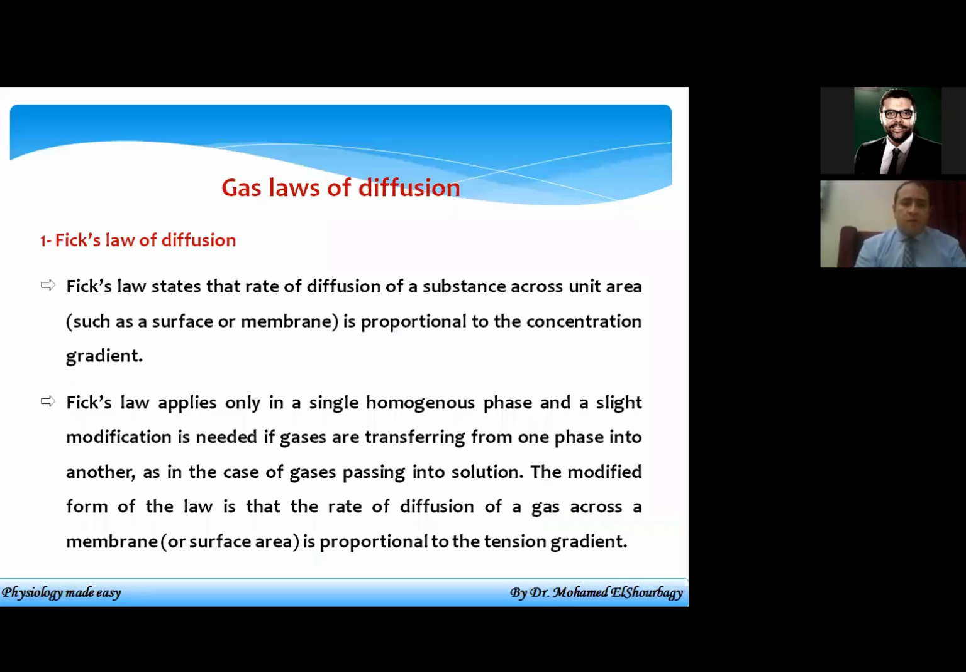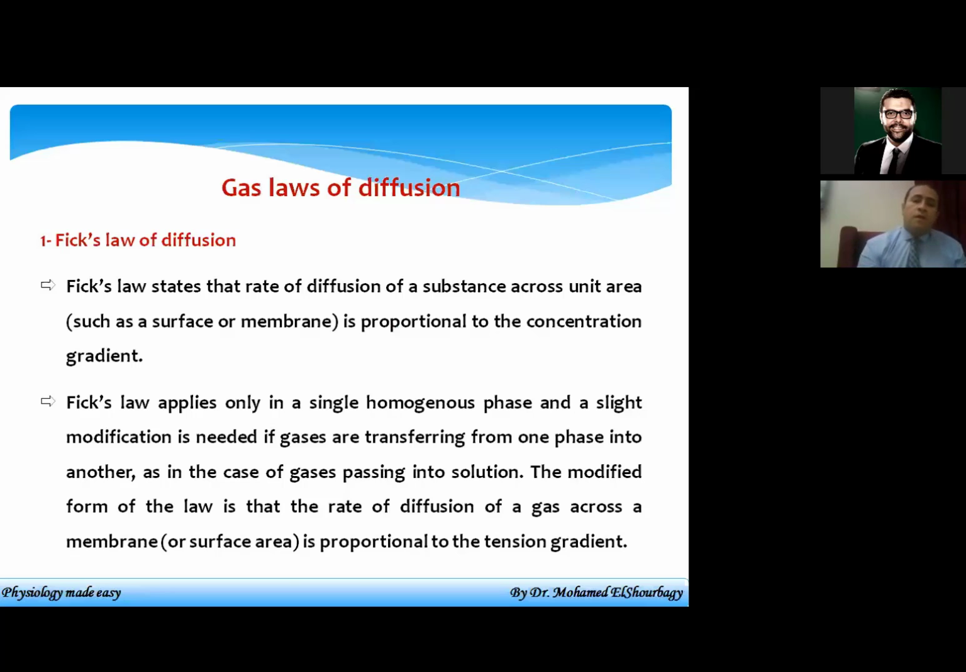Fick's law of diffusion. Fick's law states that the rate of diffusion of a substance across a unit area, such as a surface or membrane, is proportional to the concentration gradient. Fick's law applies only in a single homogeneous phase, and a slight modification is needed if gas is transferred from one phase into another, as in the case of gases passing into solution. So we have a gaseous phase and a liquid phase. What's called the modified Fick's law: the rate of diffusion of a gas across a membrane or surface area is proportional to what's called the tension gradient or pressure gradient.